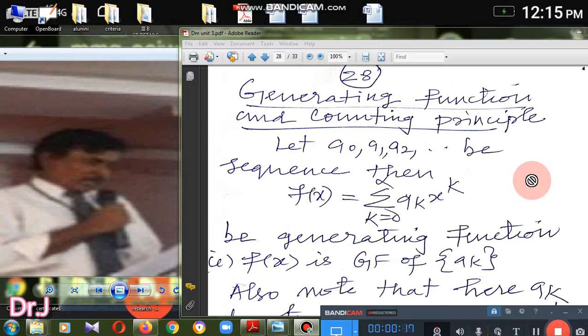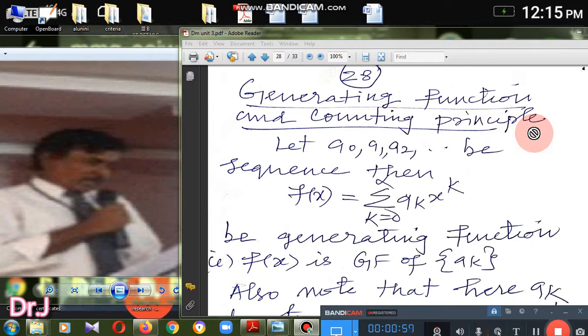You might have been surprised why I was discussing the generating function. Am I correct? You might have wondered why I explained it. It is because there is a connection between a generating function and the counting principle. Already we have the counting principle in the second unit, the product principle and the summation principle.